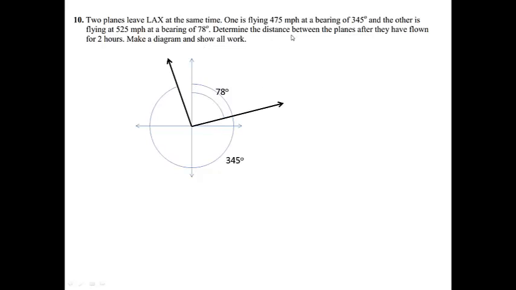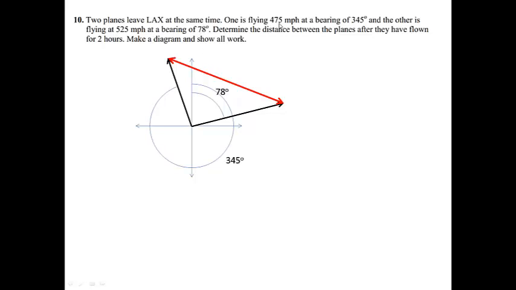All right, number 10. Two planes leave LAX at the same time. One is flying at 475 miles per hour at a bearing of 345 degrees. That's starting from the north, going clockwise. And the other is flying at 525 miles per hour at a bearing of 78 degrees, so also from the north clockwise. Determine the distance between the two planes after they have flown for 2 hours.